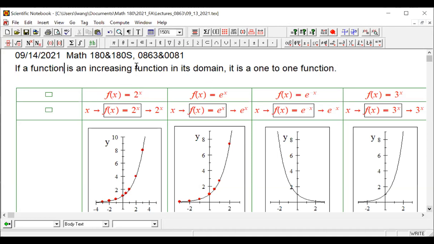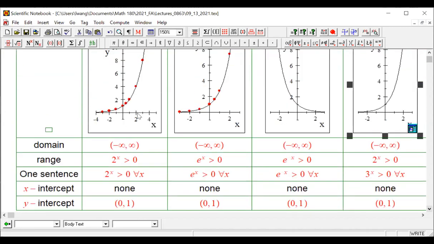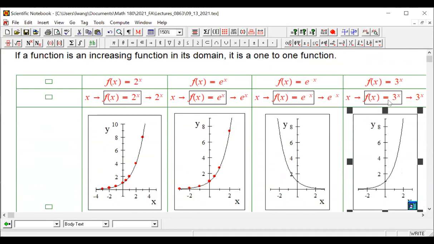Now, we just talked about how every one-to-one function has an inverse, right? Every one-to-one function has an inverse, and the inverse is unique. Each one of these functions in the table right now, they are increasing functions, aren't they? So each one of them is one-to-one. And if they are one-to-one, each one of them has an inverse.